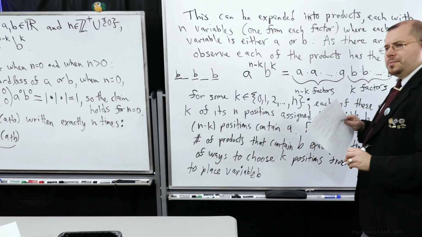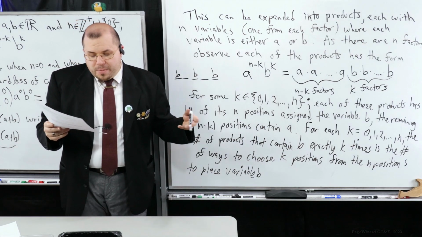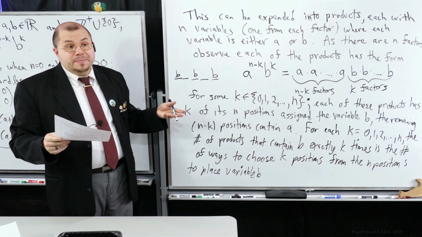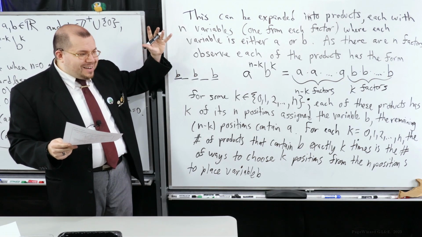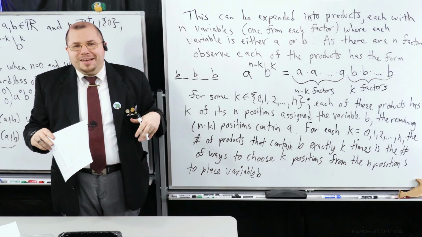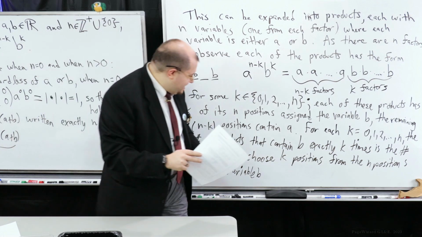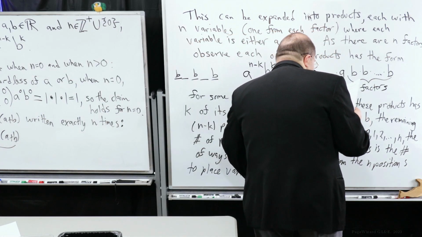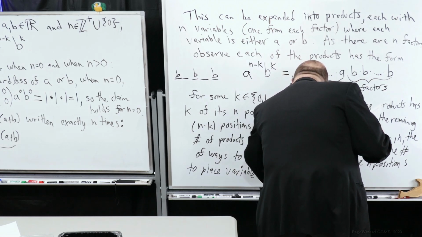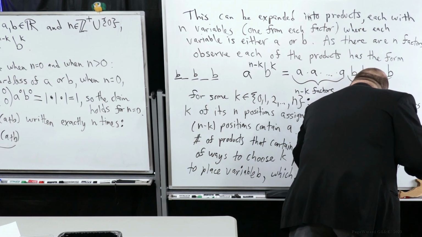What does that equal? If I have n positions, I select how many of them? K many positions to put b's in. So remember, think of it like a set where each one of the elements in the set is a position, and I pick k of them. So what is it? It's n choose k, right? Which equals n choose k.